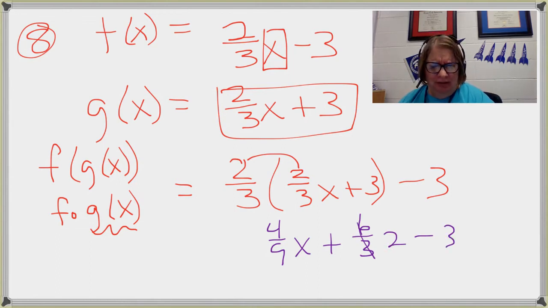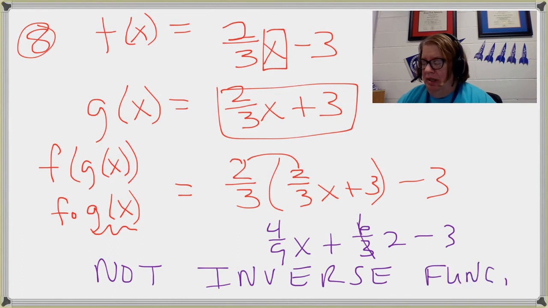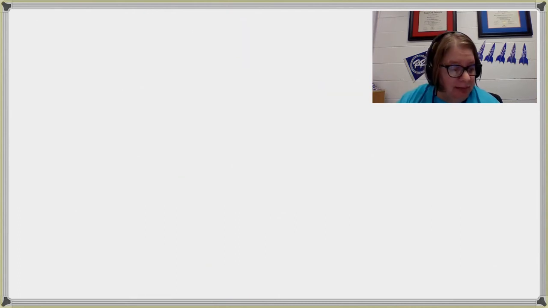Did everything cancel with the x? No, it did not. So because we have numbers left and we didn't cancel everything out but the x, these are not inverses. If they are inverse functions, f of g of x will equal x and g of f of x will equal x. I don't have to do the other way because this one didn't work. It means they're not inverse functions. Okay. What is the inverse of 2/3? 3/2. Okay. So what else we got?